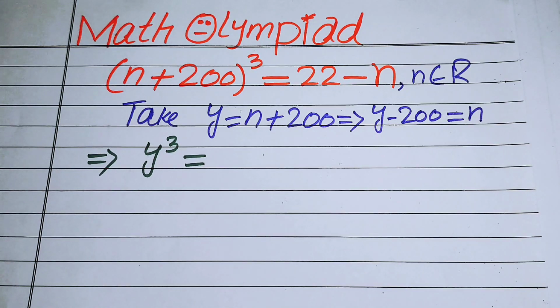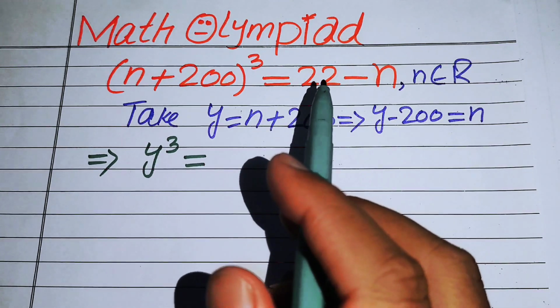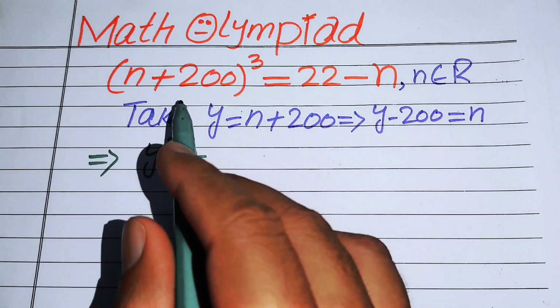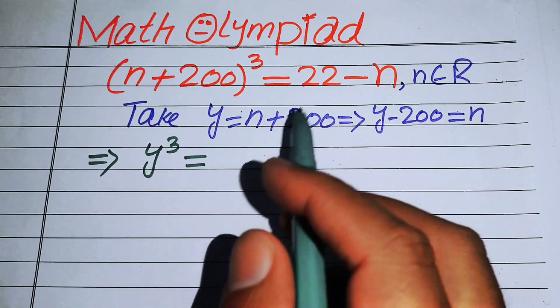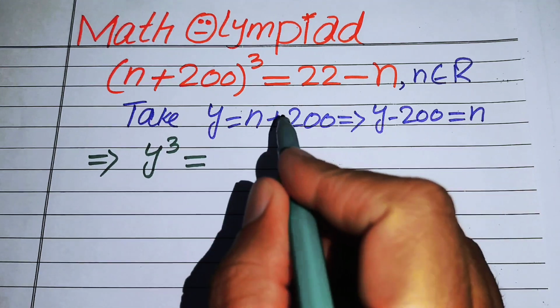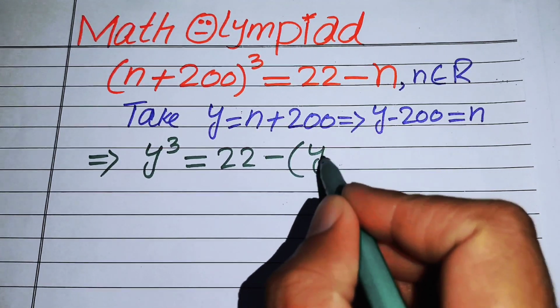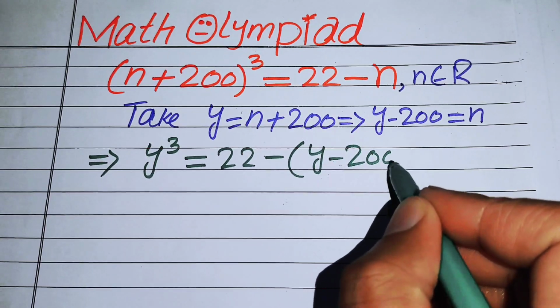So now we put both of the values, the value of y and the value of n, in this equation, so that the left hand side will become y cubed, and when we put the value of n in the right hand side, then it will become 22 minus (y minus 200).